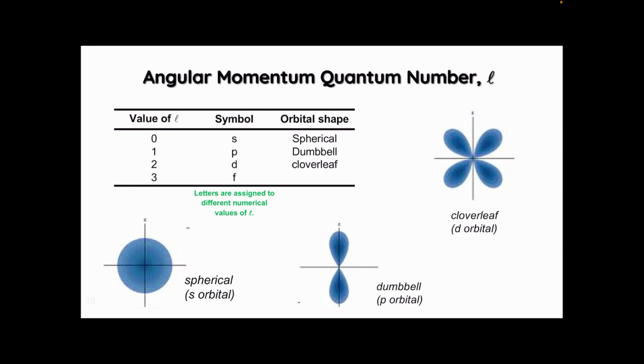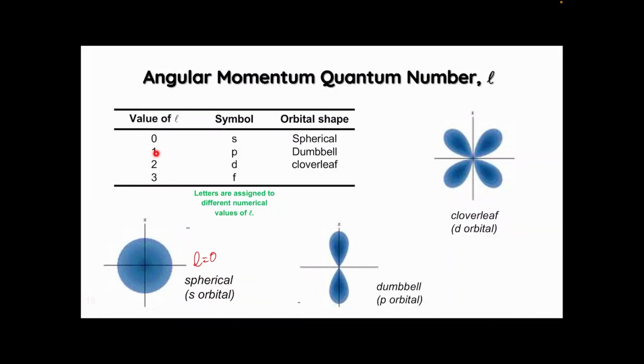The information in this table tells us the different values of L with their respective orbital shapes. The value L equals 0 refers to the s orbital, and the shape of the orbital is spherical. This is the spherical shape of the s orbital, and you must draw the axis as well. The intersection at the center refers to the node, that is the location or position of the nucleus.